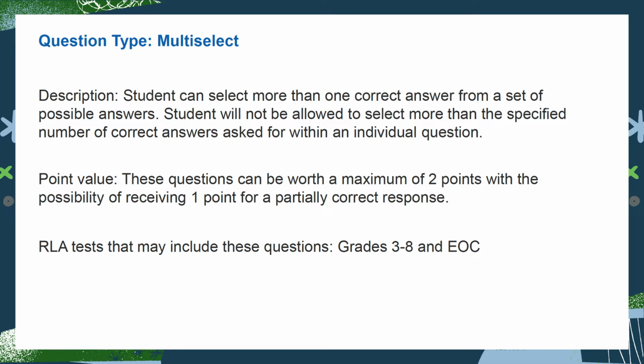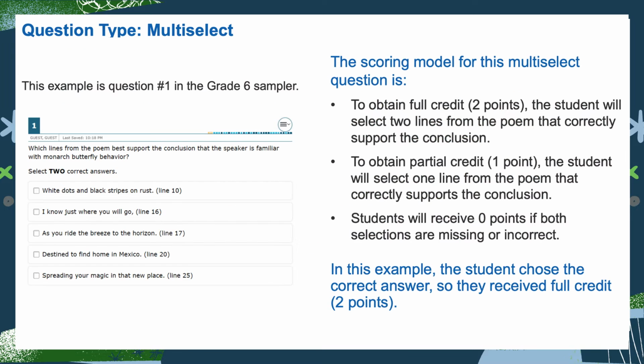Multiselect questions will look a lot like the typical multiple choice questions. However, students will be expected to select more than 1 correct answer from a set of possible answers. Students will not be allowed to select more than the specified number of correct answers asked for within an individual question. These questions can be worth a maximum of 2 points with the possibility of receiving 1 point for a partially correct response. Here's an example.